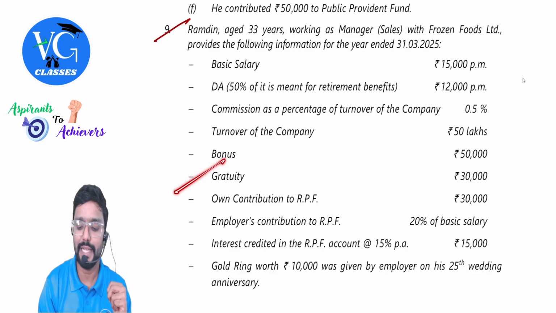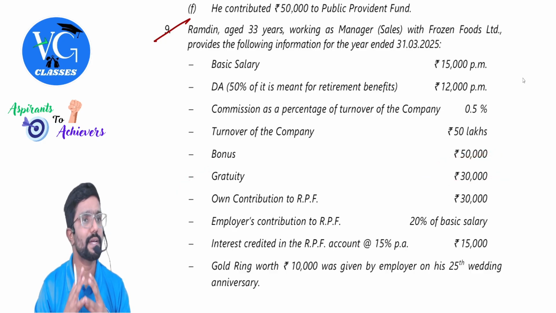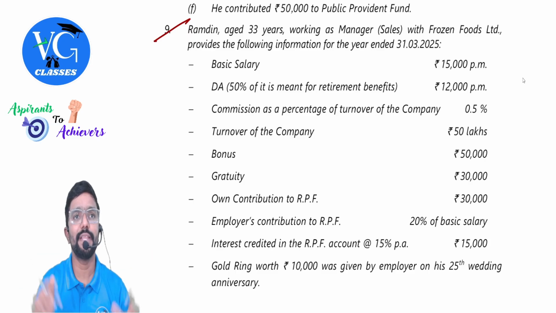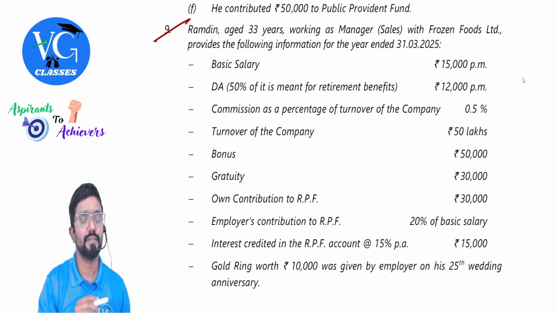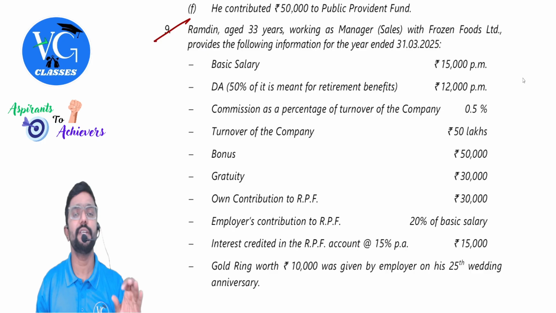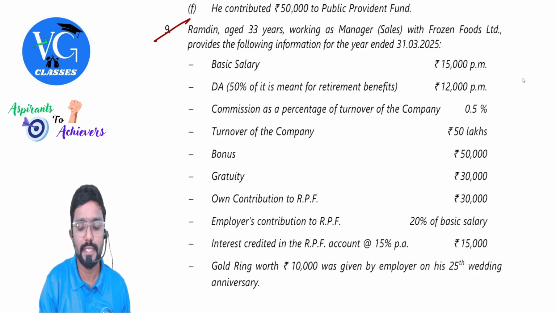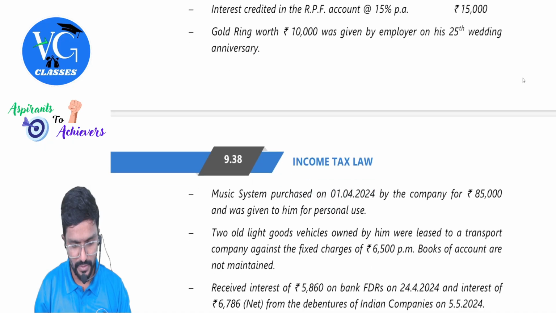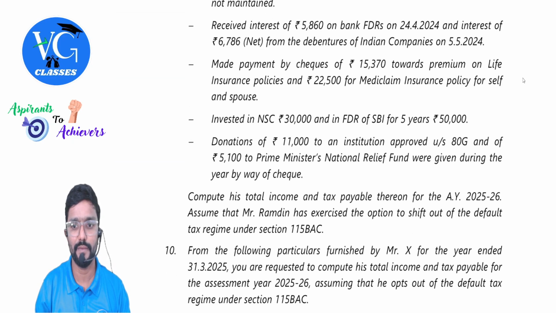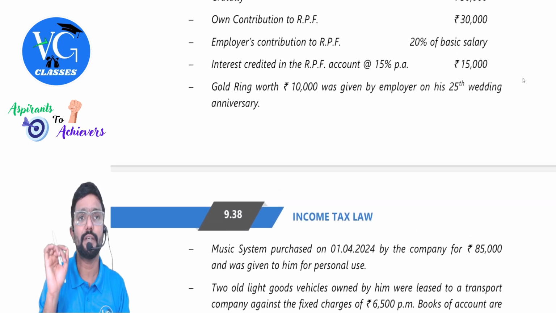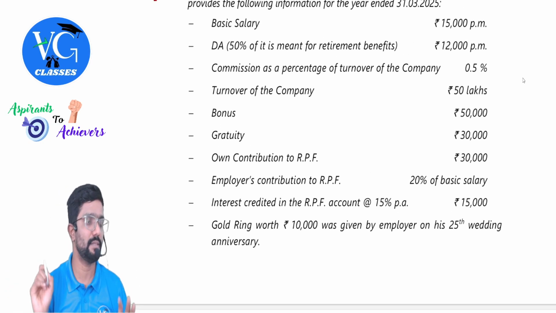Bonus taxable, gratuity 30,000. See guys, for gratuity, exemption can be claimed provided it is received at the time of retirement. But in the question, nowhere they have given that he is retired. So that means this gratuity is received during the employment, fully taxed. If it is received at the time of retirement or death, exemption is available under section 10(10). But here not available. Let us see whether somewhere they have given that he is retired or not. If he is retired, we can claim it. But if he has received it during the employment, it is fully taxed.